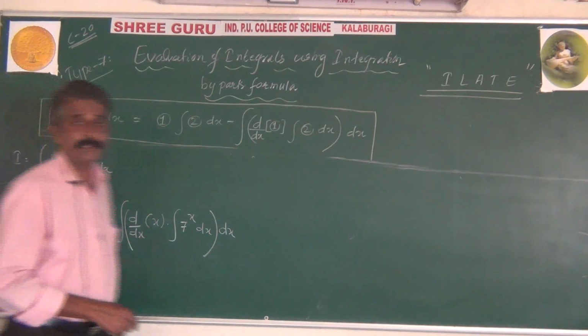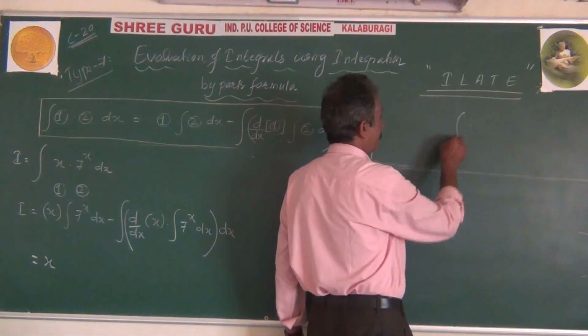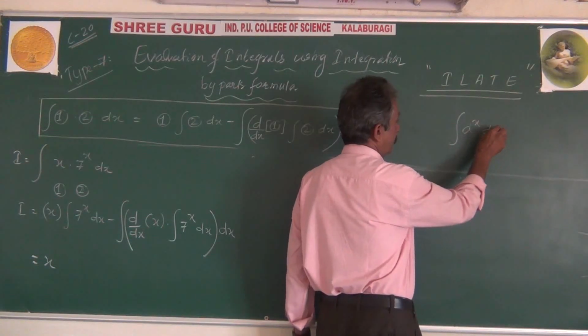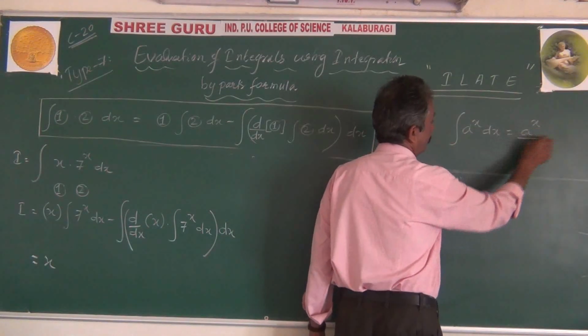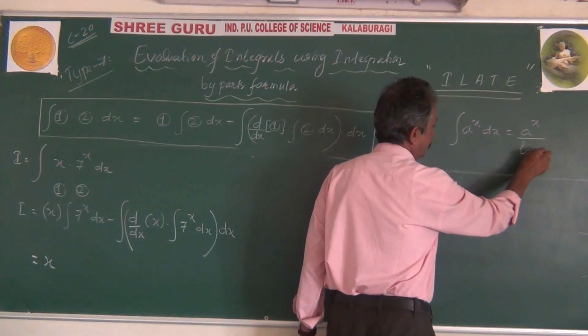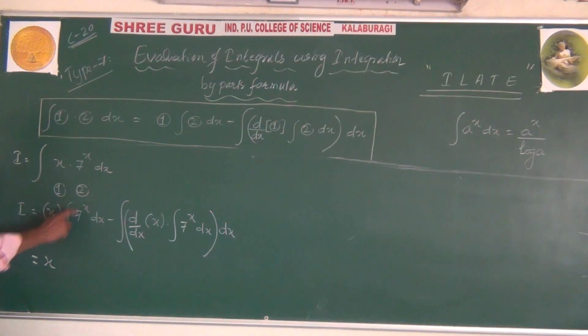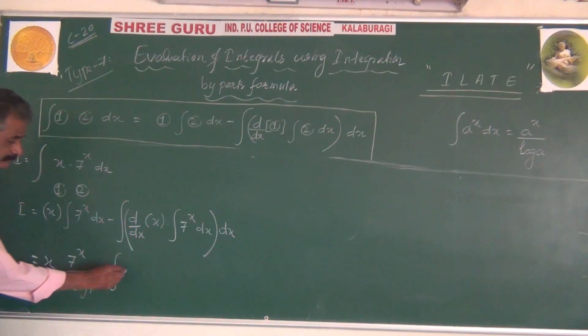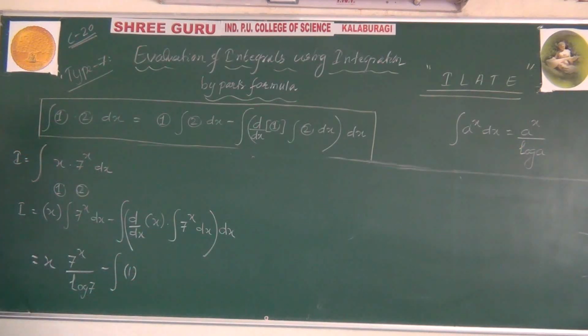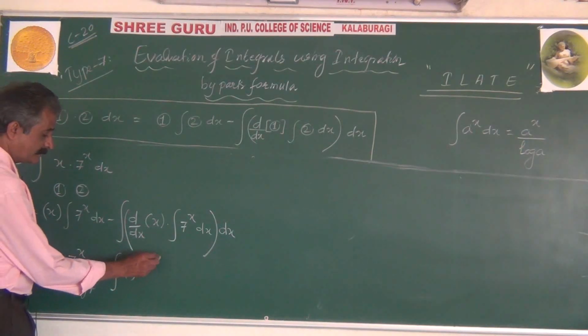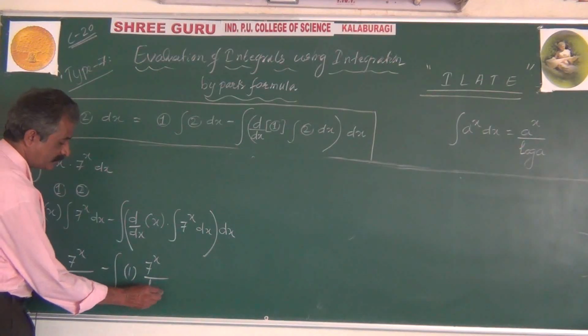By the list of formulas from earlier classes we have this formula: integration of a power x is given by a power x divided by log a, where a is not equal to 1. Here 7 is not equal to 1. So x into integration of 7 power x is 7 power x divided by log 7, minus integration of differentiation of x, which is 1, into integration of 7 power x, which is 7 power x divided by log 7.